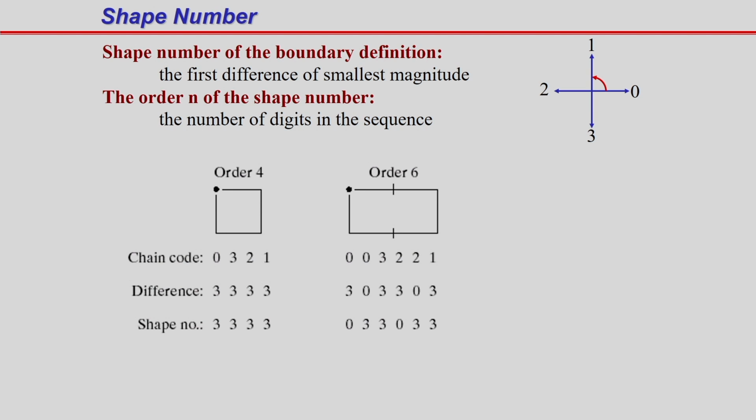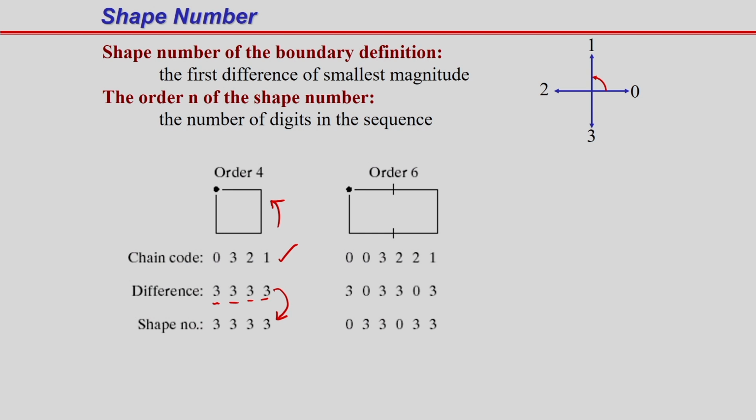Corresponding to this case, you can see the chain code is 0, 3, 2, 1. For that boundary, suppose the order is 4, and corresponding to this I can determine the first difference. The first difference will be 3, 3, 3, 3. And what will be the smallest magnitude? In this case the smallest magnitude will be the same, 3, 3, 3, 3.